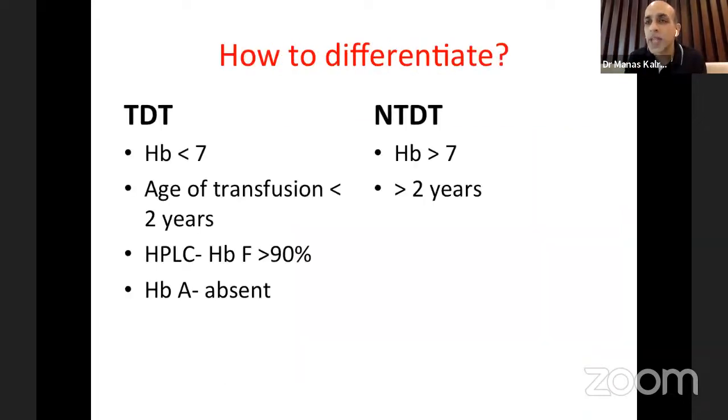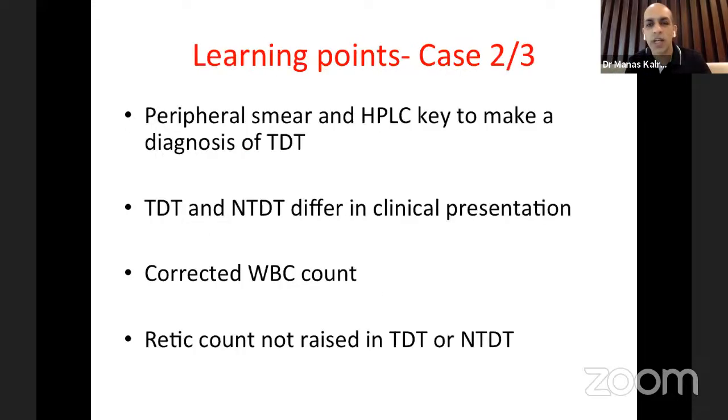So how do you differentiate between thal major and NTDT? It is mainly a clinical differentiation. You have said that the patient has a thalassemic hemoglobinopathy. There are nucleated RBCs, there is low MCV, there is high RDW, there is low RBC count. And if the hemoglobin is less than 7 in such a patient, less than 2 years of age, it is usually a TDT. Whereas if the hemoglobin is more than 7, the age is more than 2 years, or the hemoglobin drops less than 7 after 2 years, we call it NTDT. And obviously the next step would be to do an HPLC. We do mutation analysis and give genetic counseling to the family.